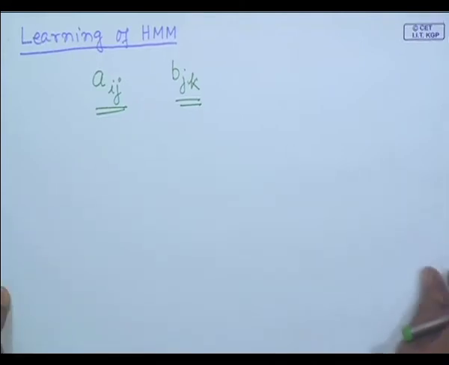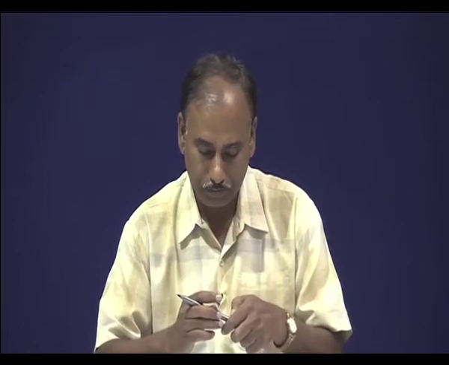And for estimation of a i j and b j k, as we said, this is a supervised learning or supervised training process. So, we make use of a number of known sequences, the sequences for which we know to which class those sequences belong. Okay. So, using this we go for training of the hidden Markov model.